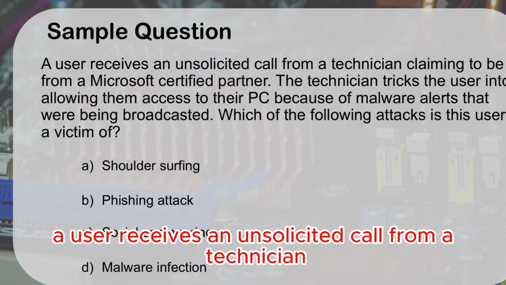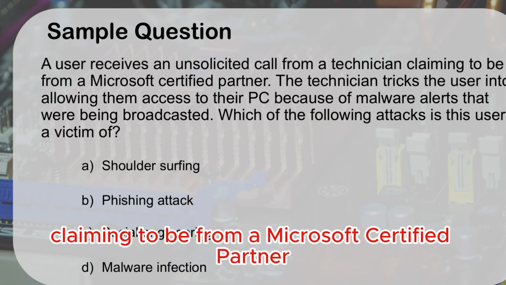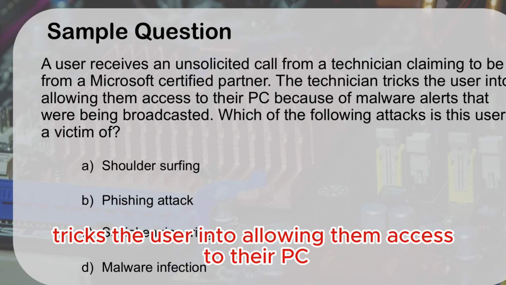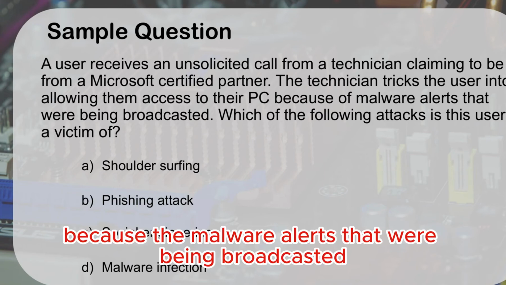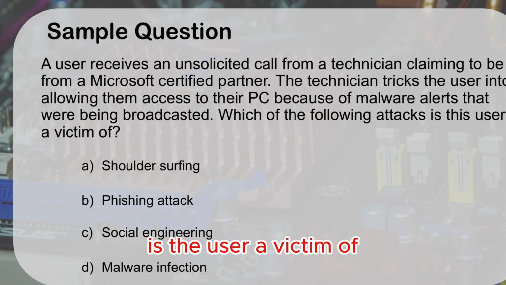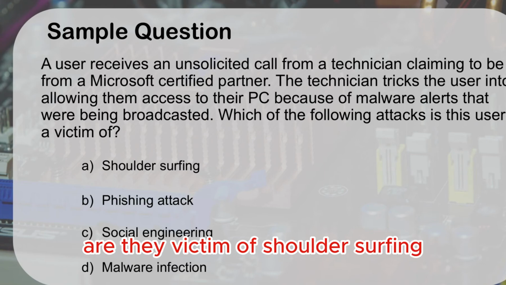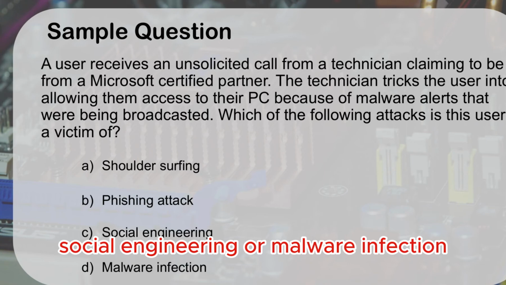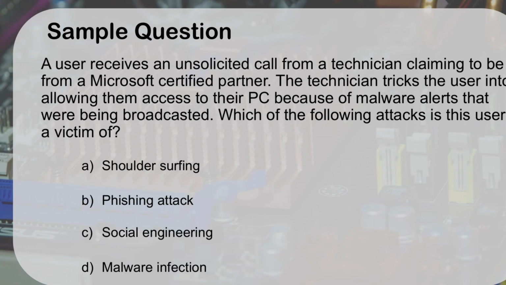Simple question. A user receives an unsolicited call from a technician claiming to be from a Microsoft certified partner. The technician tricks the user into allowing them access to their PC because of malware alerts that were being broadcast. Which of the following attacks is the user a victim of? Shoulder surfing, a phishing attack, social engineering, or malware infection?